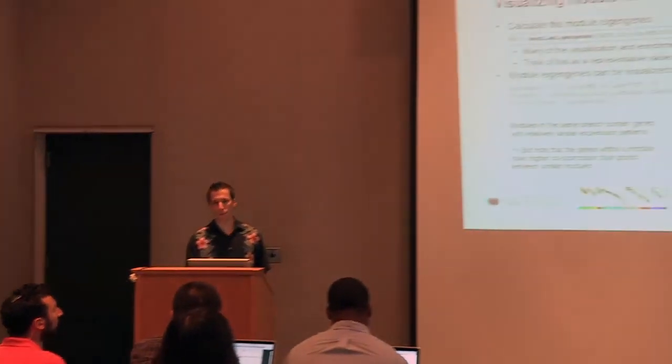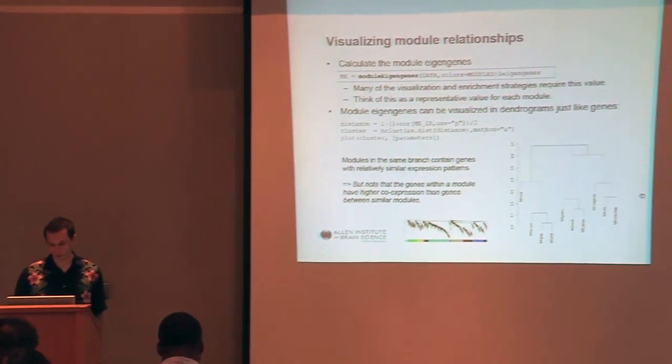All right, much better. So one thing to comment is these module eigengenes that are in the same branches would represent modules with genes that have relatively similar expression patterns. But I should point out that the genes within a given module will still have more similar expression patterns than the genes between these relatively similar modules.